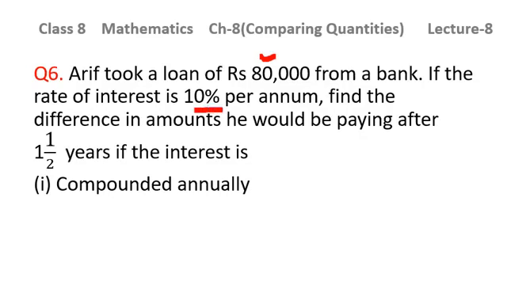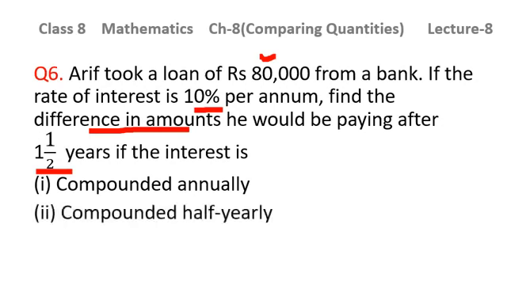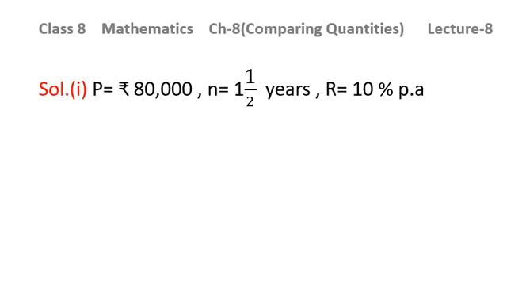We need to find the difference in amounts he would be paying after 1.5 years if the interest is being compounded annually and if the interest is being compounded half yearly. So in these two parts, again, in the first part we need to find the amount when the interest is being compounded annually, and in the second part also the amount is being calculated, but the interest is being compounded half yearly. So let us see the first part.